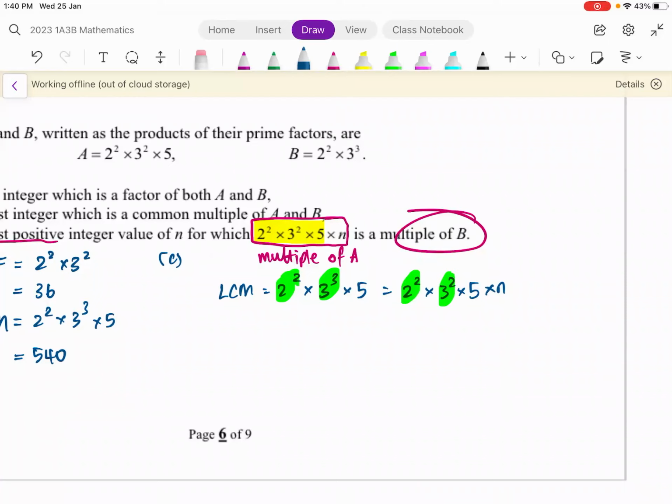So I can write n equals to 3 so far. And then I've got my 5 over here and the same 5. Okay, so therefore, our n is equal to 3. Done. It's just a comparison. You can do the division if you want.